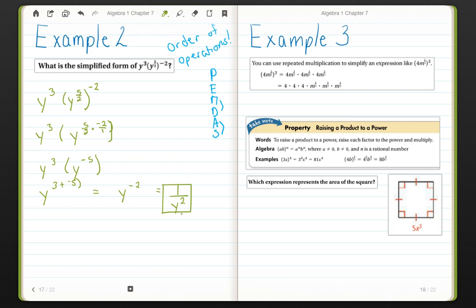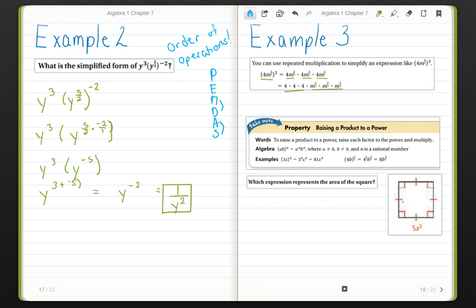All right, example 3. You can use repeated multiplication to simplify an expression like 4m to the 1/2 to the 3rd. So 4m to the 1/2 raised to the 3rd is taking this whole expression and multiplying it 3 times, which then if I pull out the 4 from each one, I have 4 times 4 times 4, and m to the 1/2 times m to the 1/2 times m to the 1/2.